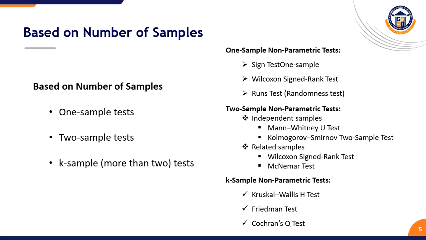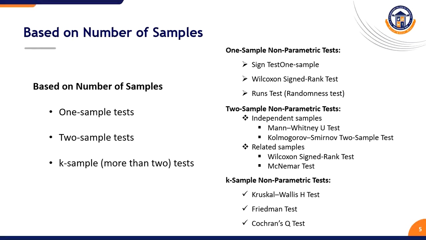In the one sample non-parametric test, the following are the methods to obtain the test values: one sample sign test, Wilcoxon sign rank test, and runs test, that means randomness test.